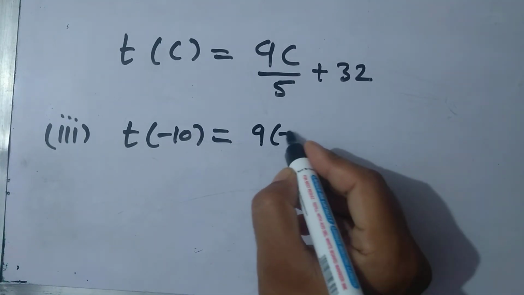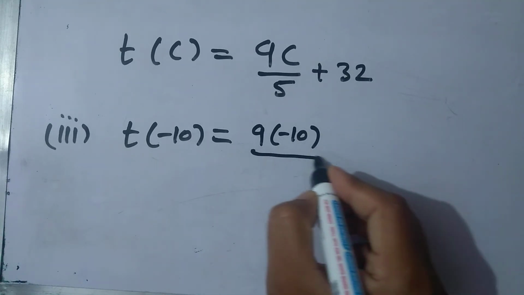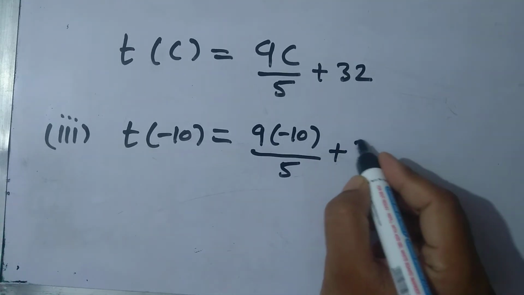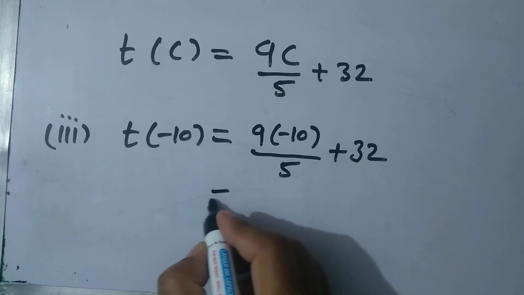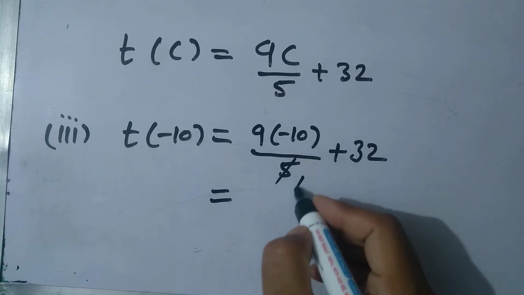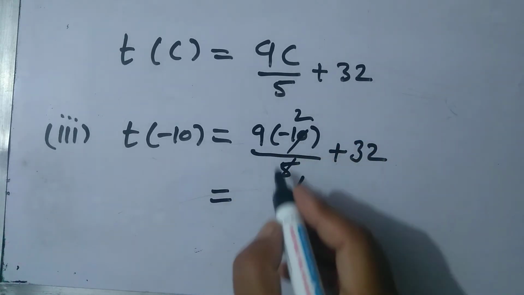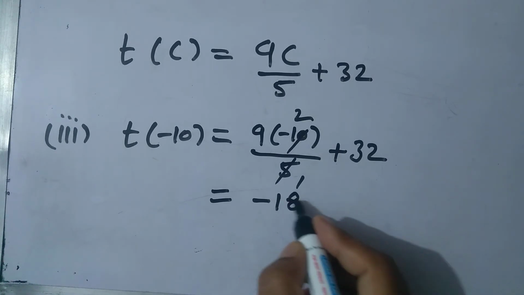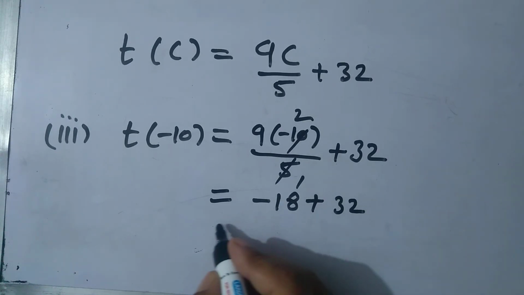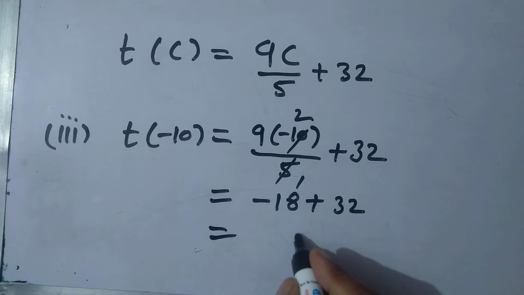Now this time we are going to put C is equal to minus 10. So 9 into minus 10 divide 5 plus 32 is equal to, 5 ones are 5, 5 twos are 10, minus 18 plus 32. So this is 4, 3, 2, 1. 14 is the final answer.